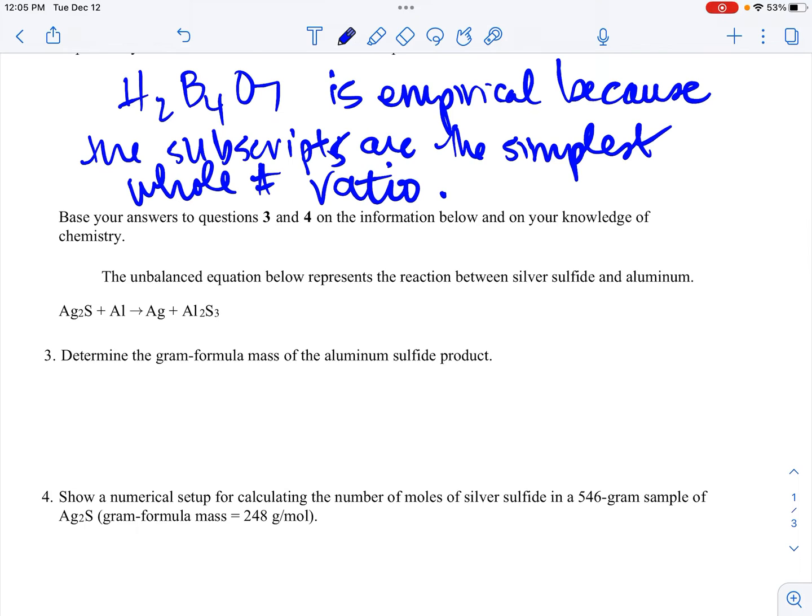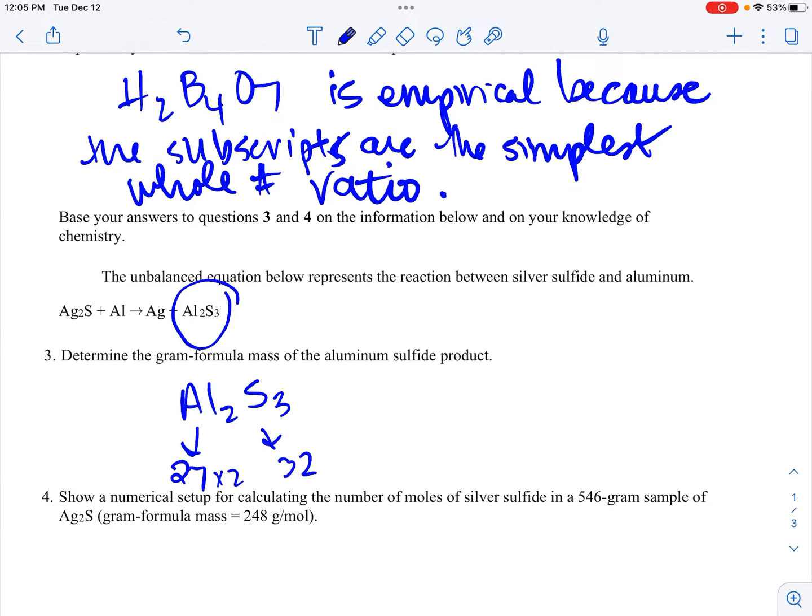Base your answers on the following. Determine the GFM of the aluminum sulfide product. So that's the product, whatever you produce, right side. So we need to figure out what the masses are from the periodic table. I'm not going to go to the periodic table on my screen, I'm just going to go in my life here. So this is 26.9, so that's 27, and sulfur is 32.